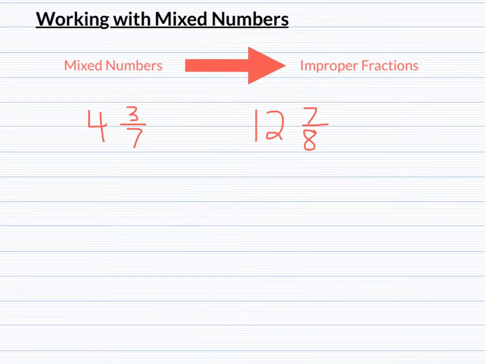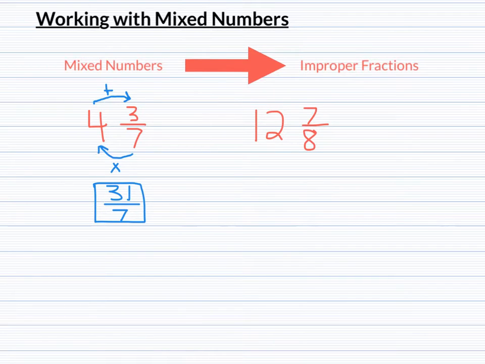So if we want to turn 4 3/7 into an improper fraction, how do we do that? The first thing we do, some of you might remember, is multiply the whole number by the denominator in the fraction, so 4 times 7 is 28, and then we add that to the numerator. 28 plus 3 is 31, so we end up with 31/7. So this improper fraction is equal to the mixed number 4 3/7.